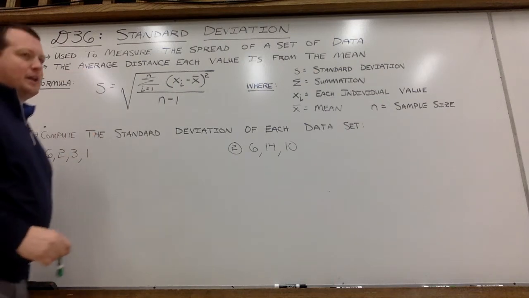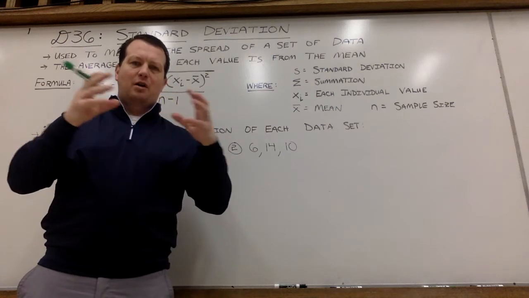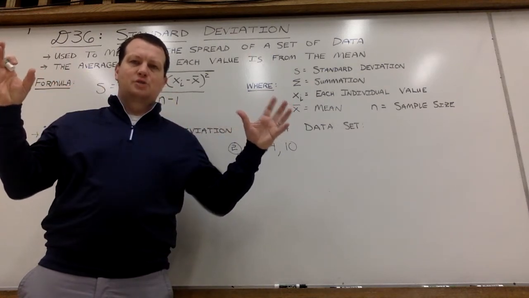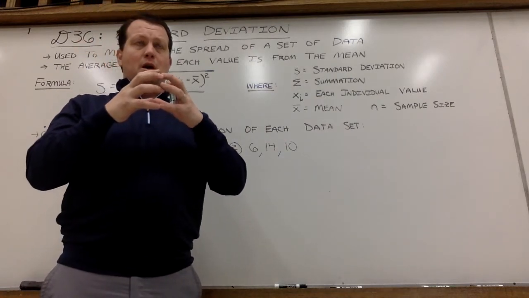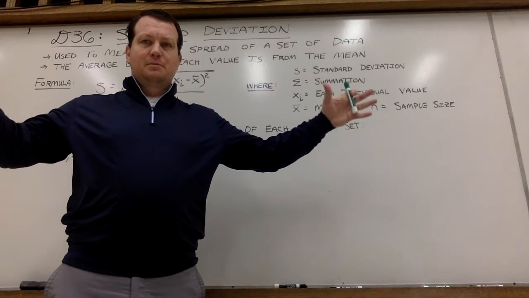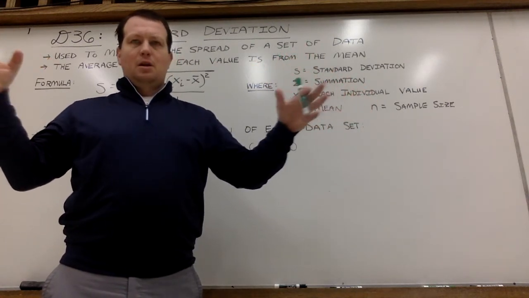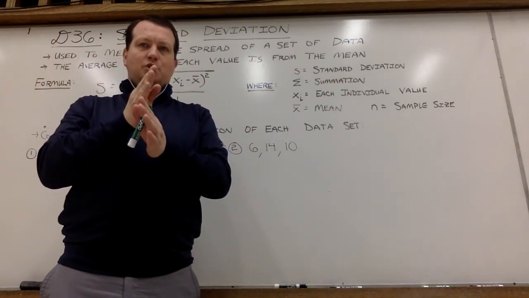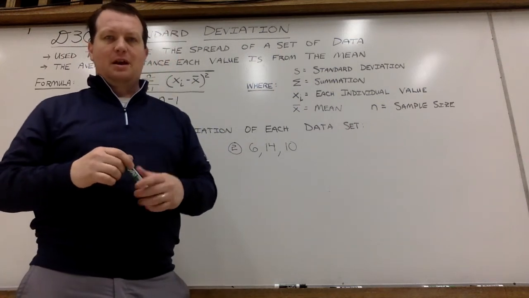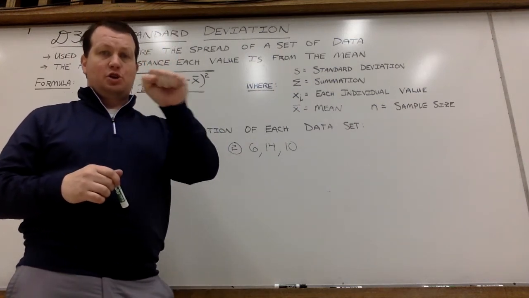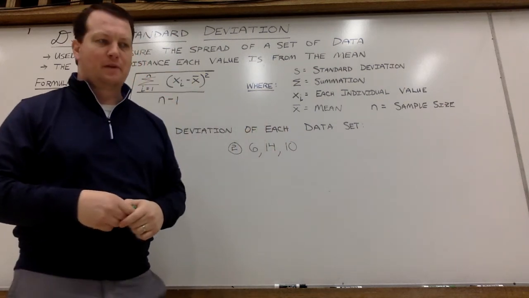So what standard deviation does is it gives us a numerical value that tells us how far apart our numbers are spread out. If you have numbers that are spread out, there's a lot of distance in between your numbers, it is going to be a larger standard deviation. If you have a data set of identical numbers, your standard deviation will be 0 because there is no spread between the numbers.